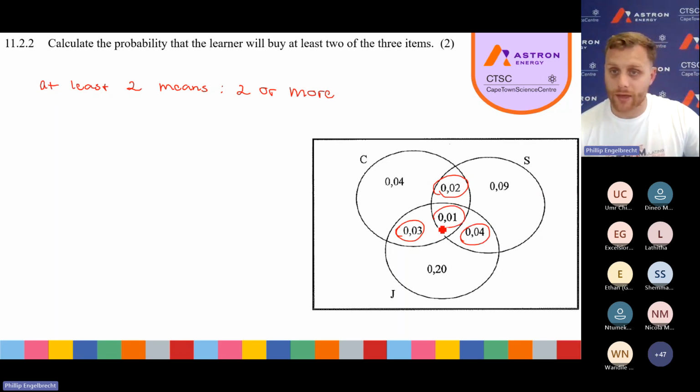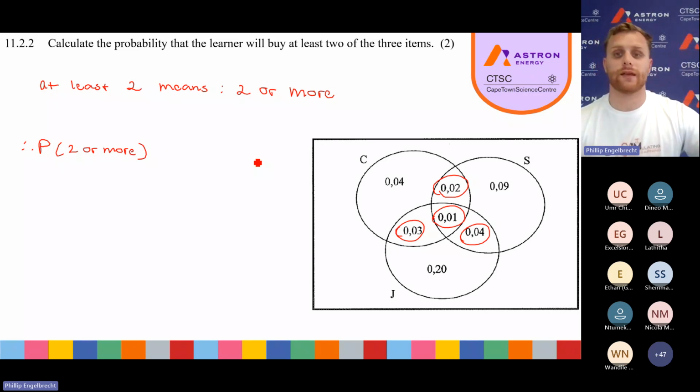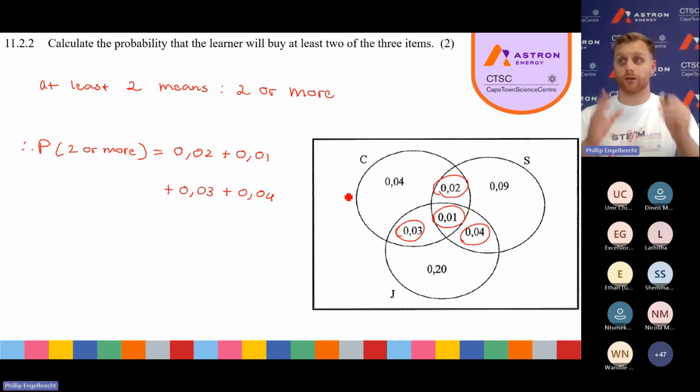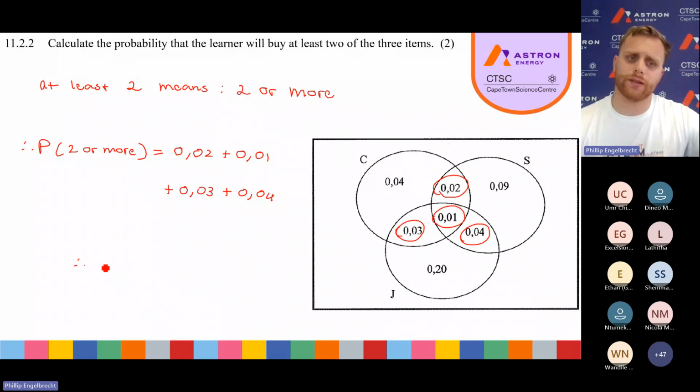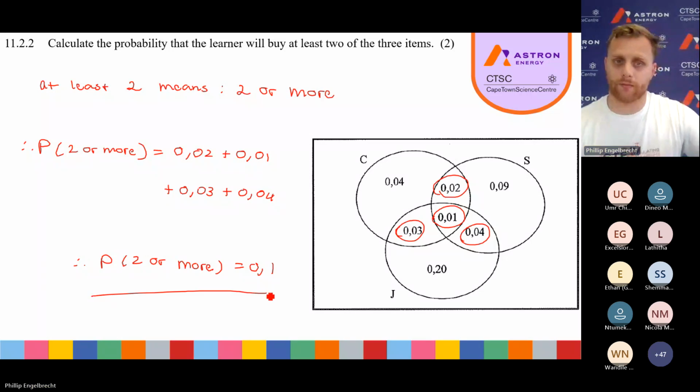Okay, so therefore, the probability of 2 or more, or at least 2, is simply equal to 0.02 plus 0.01 plus 0.03 plus 0.04, because we're considering those occurrences. You type this on your calculator and you get that the probability of 2 or more, or at least 2, is equal to 0.1. Okay, hopefully you guys understand that, okay?